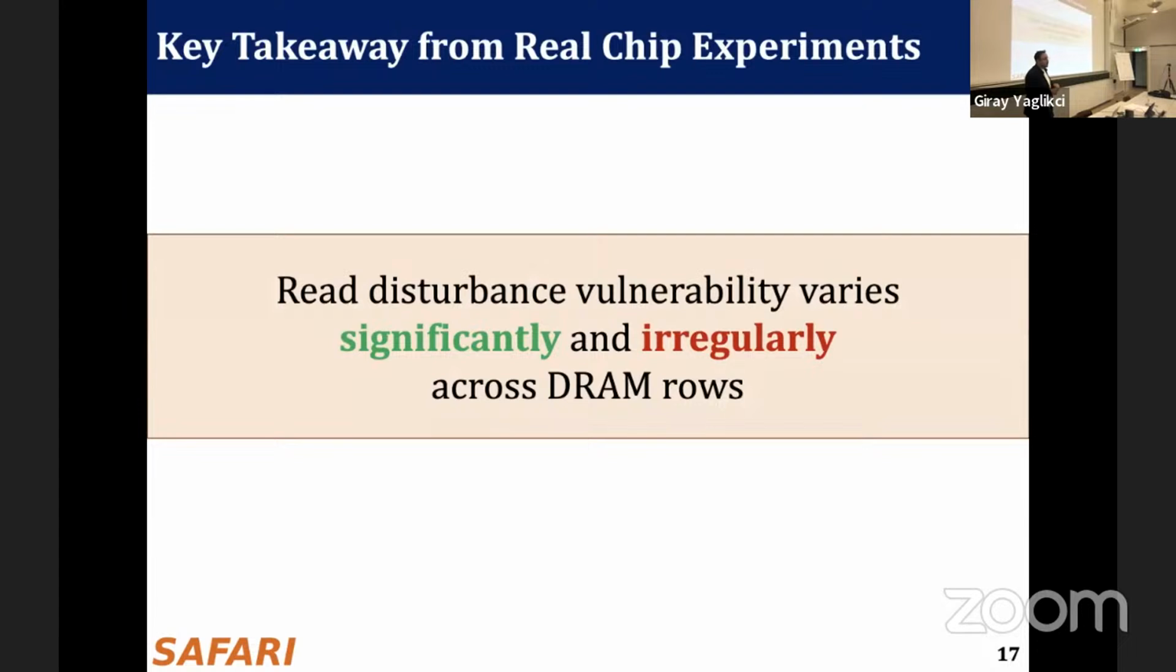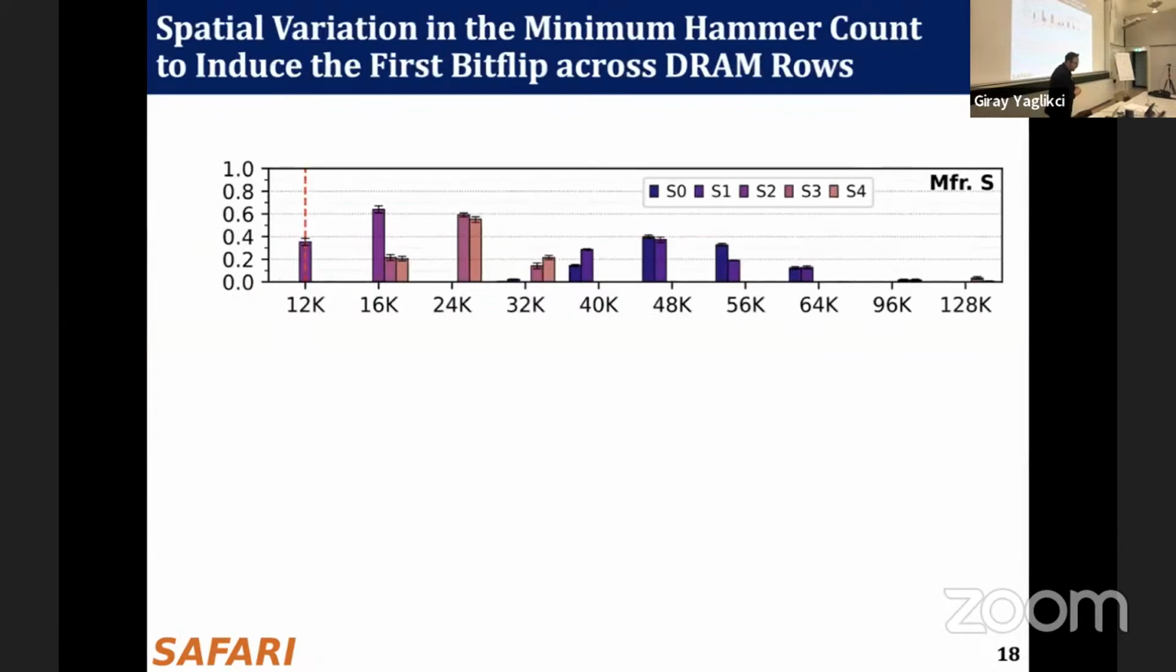Our key takeaway at the end of the characterization study is that read disturbance vulnerability varies significantly and irregularly across DRAM rows. I will show you a part of the characterization data here. In this plot, this is a histogram, by the way, a distribution plot. On the x-axis, we look at the minimum hammer count to induce the first bit flip, or HC first.